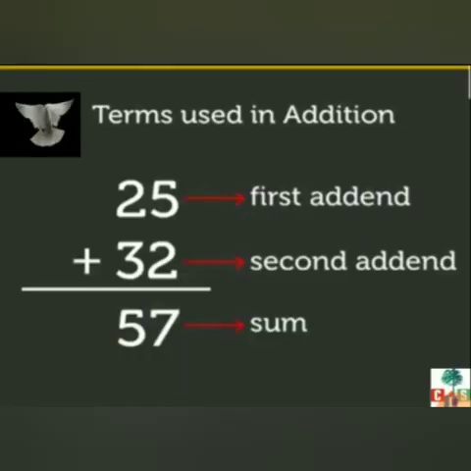When we are doing addition, we should know the terms. If you see here, there are two addends. The numbers which you are adding are known as addends. When you add these two numbers, you get one total, which is known as the sum. So here the first addend is 25, the second one is 32. When you add these two numbers, you get one answer. That answer is known as the sum.